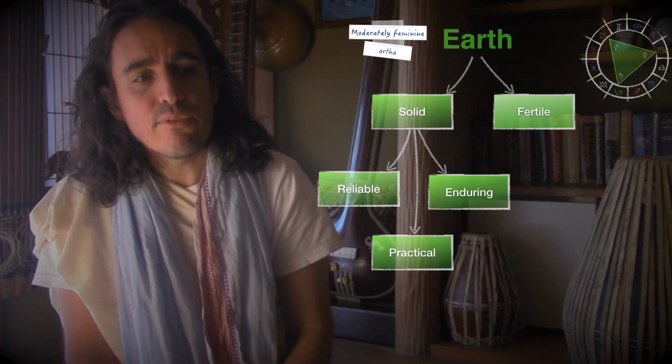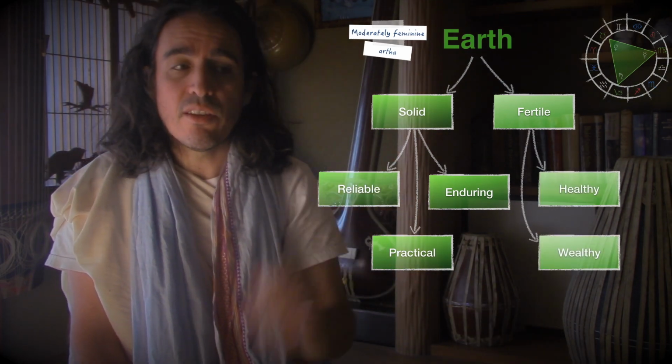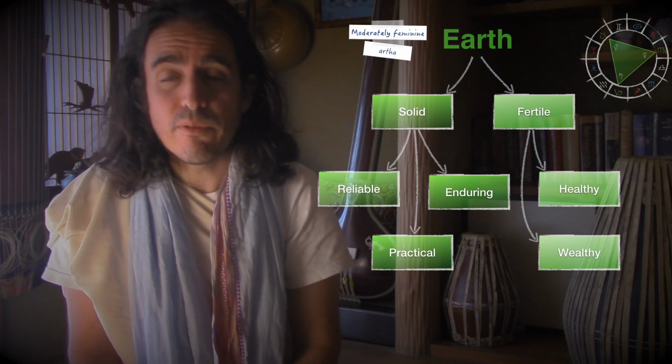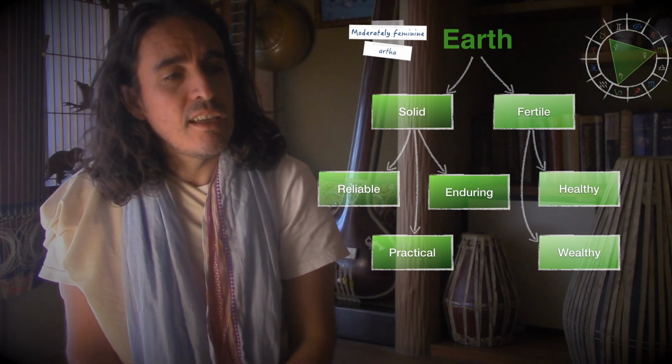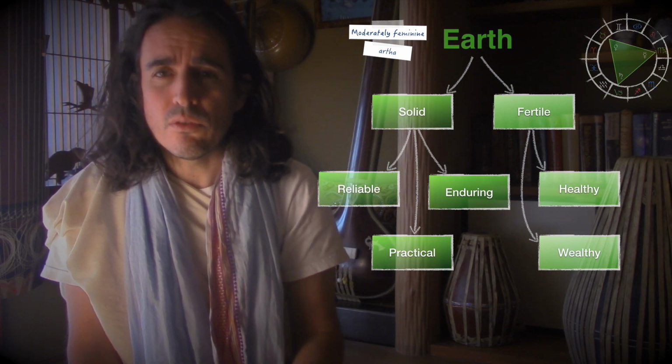Okay, and then out of the fact that Earth is fertile, you're going to get these other two symbolic traits, which is that Earth is healthy, because you can't be fertile unless you're healthy, and wealthy. Fertility brings all the food and all the abundance, all the gold, all the jewels.